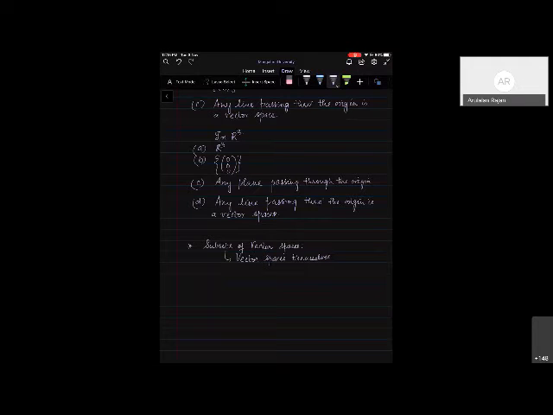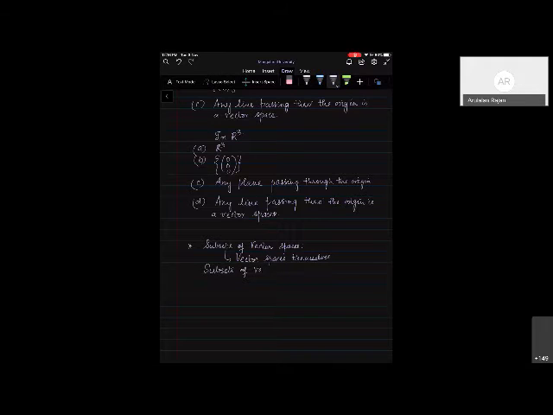Also, what I'm going to look at are subspaces of vector spaces which are vector spaces by themselves. That means I'm going to look at a subset of points in a vector space, and that subset of points should be closed under vector addition, closed under scalar multiplication, and must contain the zero vector.